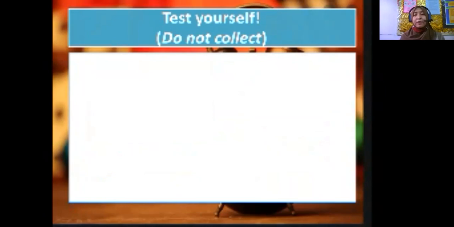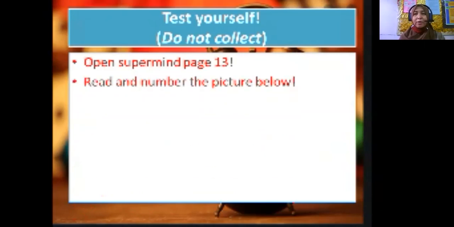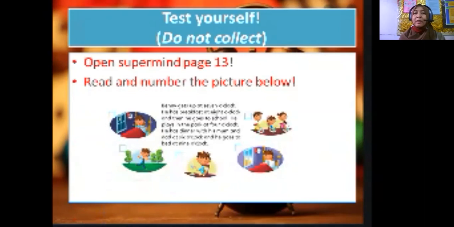Now, you have learned how to read the time and express your daily activity using the time. Now, you can test yourself. You can open your Supermind book on page 13 and read the passage about a boy, and then you have to number these scribbled pictures. The pictures are not in correct order, so you have to read and find which one goes before the others.